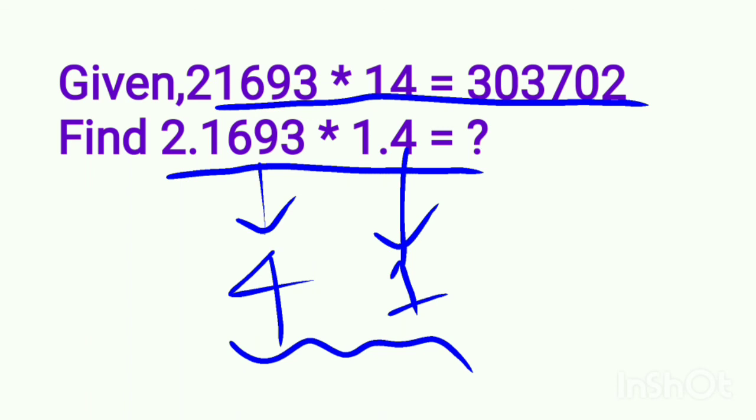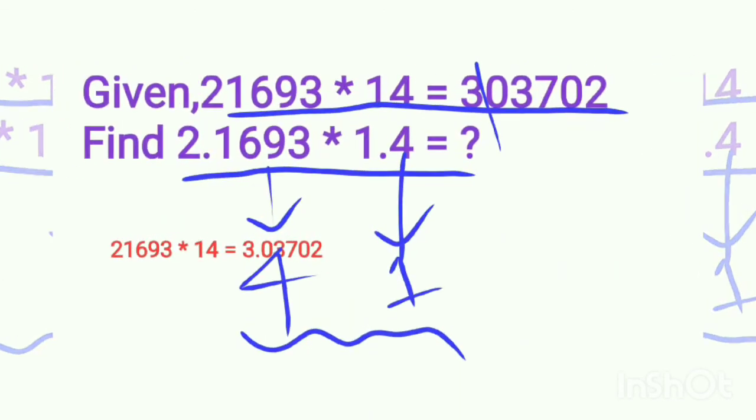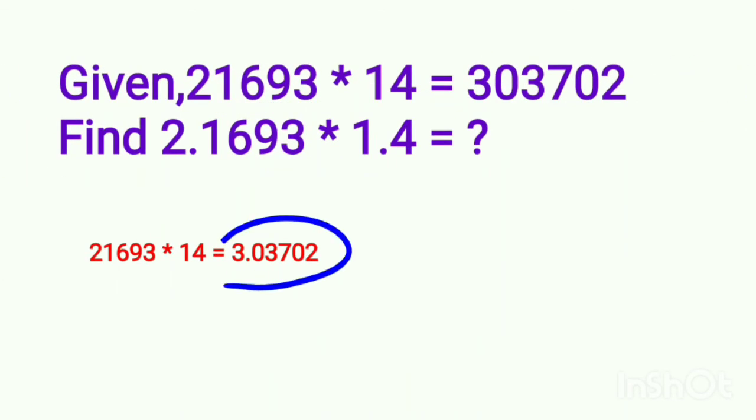Do we have to count from the right hand side? No, left hand side, right? You are all alert. Good. 1, 2, 3, 4, 5. So we have to keep the decimal point here. I mean, 3.03702 is the required answer.